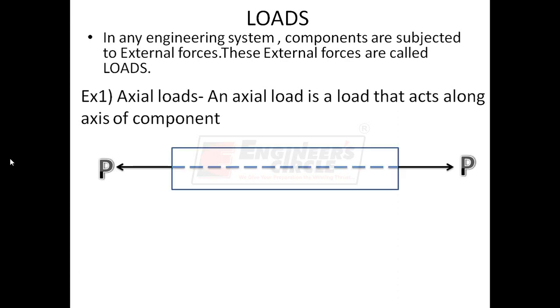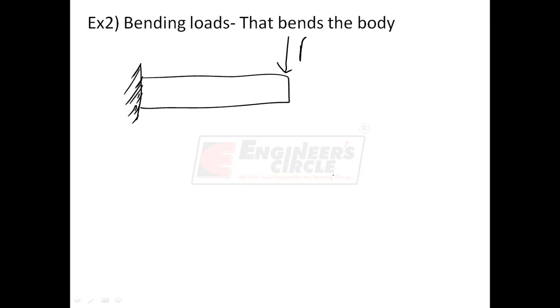Consider this body. The load P is an axial load because it is acting along the axis of the body, which is the longitudinal axis. Bending load. A bending load is a load that bends the body. Consider this body, which is fixed from one end. A load P is applied on the body. Due to this load P, the body will bend in this manner. Therefore, this load P is called a bending load.